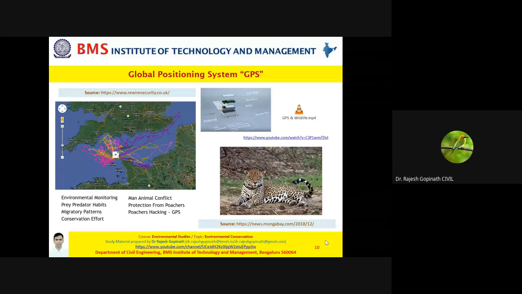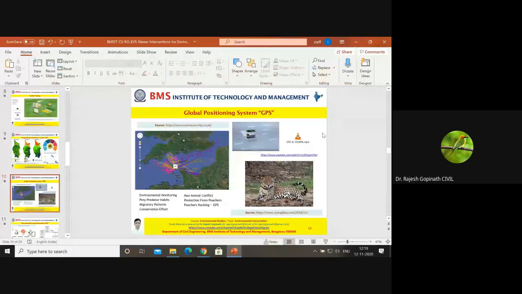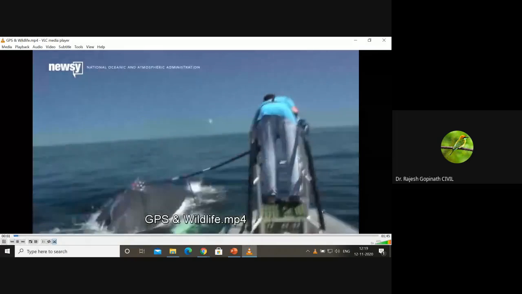But yes, there is a downside to this. Every technology has gaps, every technology has flaws. In case the poachers are able to hack into this GPS, then it's going to be difficult. Nevertheless, now let's look at the video on that. Of course, not all conservationists are in favor of this, but yes, it is really fruitful.